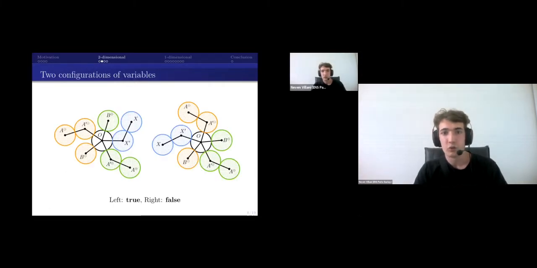Here are the two configurations of variables in question. We will interpret the left one as true because the two extra blue disks are between the green disks, and the right one is false because the two blue disks are between the orange disks. This is absolutely arbitrary. Notice that these two configurations have the same contact trace, so they are indistinguishable from one another from the point of view of the inputs given to the algorithm.